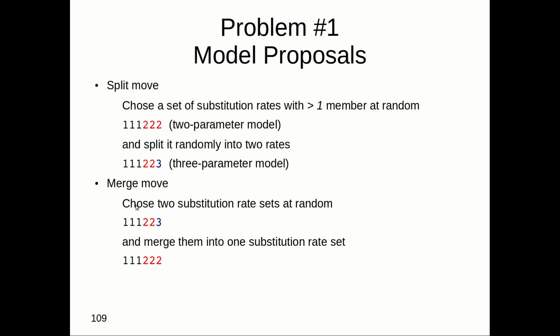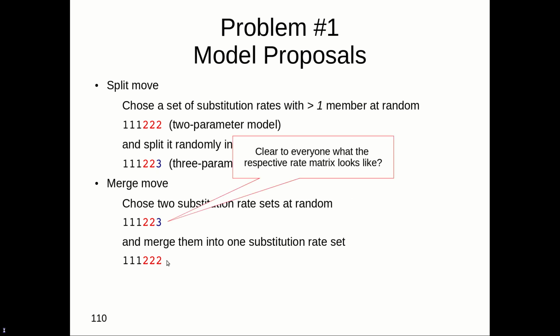And then we have the merge move. Here we choose two substitution rate sets in our string representation at random. Let's say the two twos and the single three here, and we merge them into one substitution rate set. So here we moved from a nucleotide substitution model with three parameters to a nucleotide substitution model with two parameters.